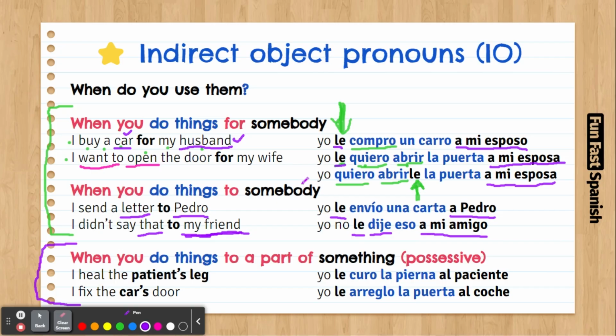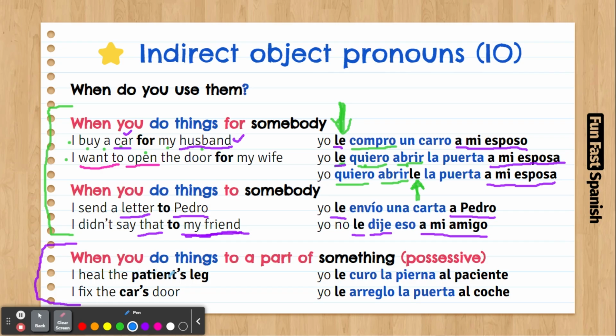But sometimes you also use these indirect object pronouns when you're talking about a thing that is a part of something, like possessives. For example, a car has doors, or a person has legs, so it's the person's leg, or it's the car's door, right? So it's like the possession. It belongs to that thing or to that person.